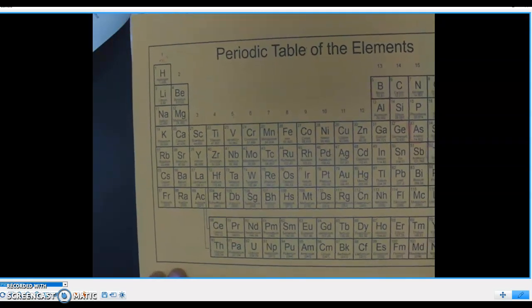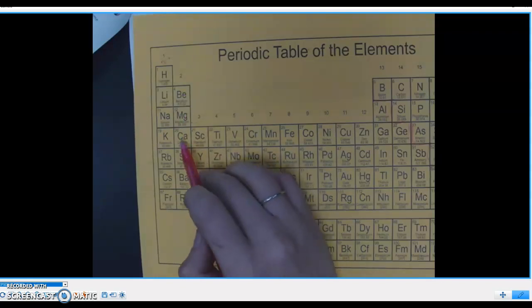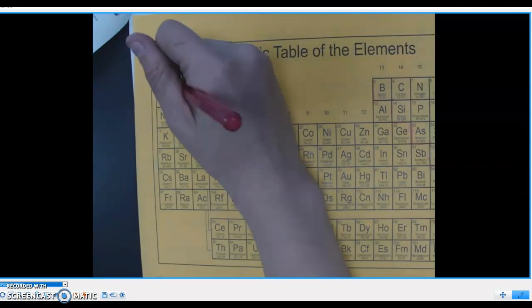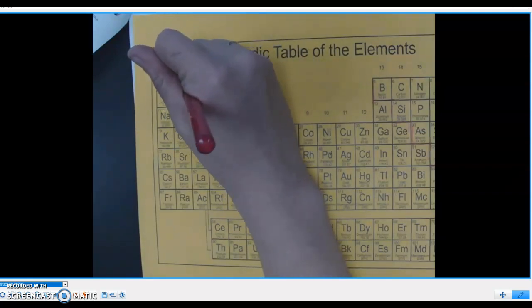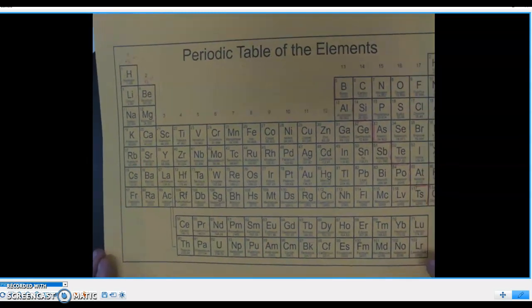Group 2 metals, similar. We know metals lose electrons, and that if we have calcium, calcium has 2 valence electrons. If we lose those 2 valence electrons, then we'd get a 2+ ion, okay, with a +2 charge.